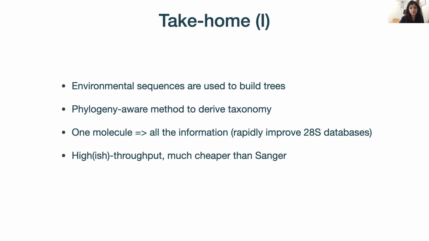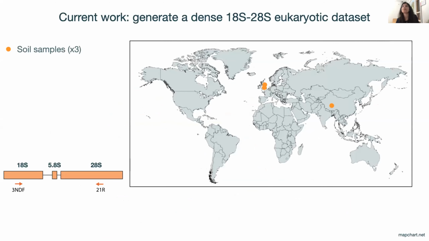So to summarize so far, I have shown you that we can sequence environmental diversity with PacBio, and we can analyze it in a phylogenetic framework. And this is work that was based on 3 soil samples. So now I'll change gears slightly and I'll show you some of the work that we are currently working on.